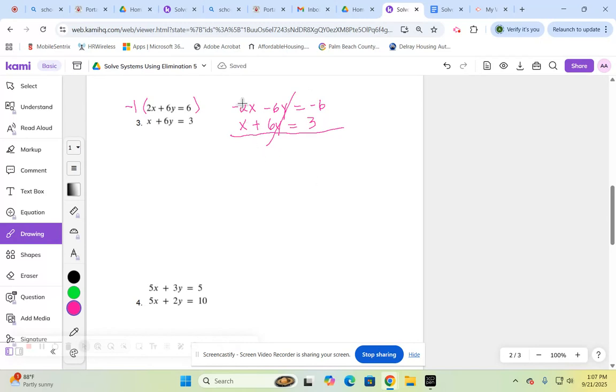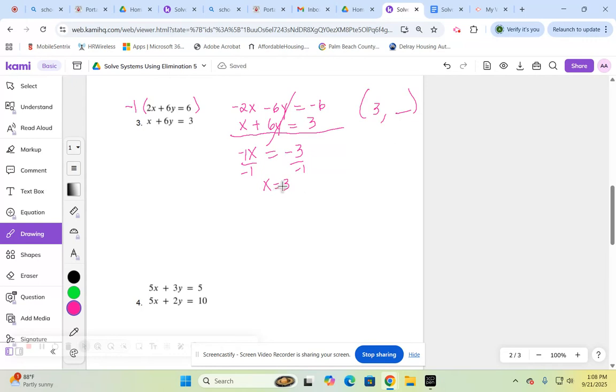And now we can go ahead and add. Negative 2x minus x is going to be negative x equals negative 6 plus 3 is going to be negative 3. Well, negative x means negative 1x. So we're going to divide both sides by negative 1. That means x is 3. So we found x to be 3. We still need to find y.